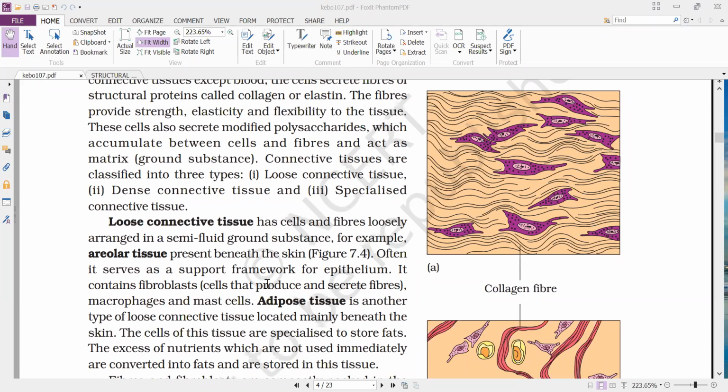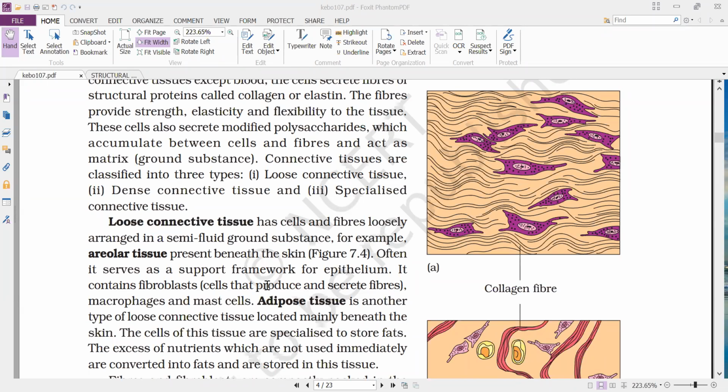It is one method of defense to protect your body from harmful effects or any chemical substance that has entered our body. That is caused by the secretion of certain substances by mast cells and macrophages. So the inflammation effect is a defensive mechanism. In the areolar connective tissue, the different types of cells that we'll find are fibroblasts, macrophages, and mast cells.